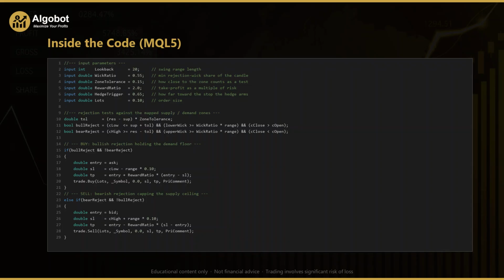The sell block mirrors it exactly. When bear reject is true and bull reject is not, it reads the bid as the entry, places the stop just above the candle's high, sets the take profit below the entry by the same reward multiple, and calls trade.sell. Notice how both sides share identical structure. Only the direction and the side of the zone change.